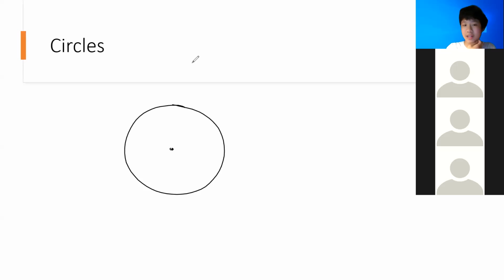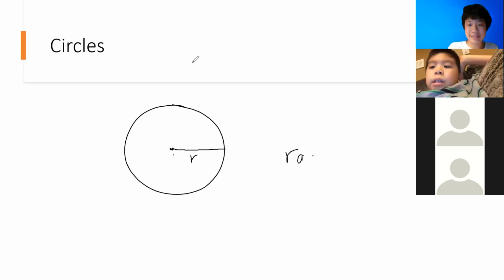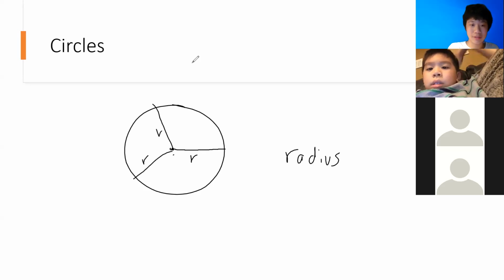Well, if we put a dot here at the center of the circle, this is called the center of the circle, right? And now if we connect the center to the edge of the circle, this is called the radius of the circle. And the radius will be the same amount throughout the whole circle. Okay? So we label that as r, radius.